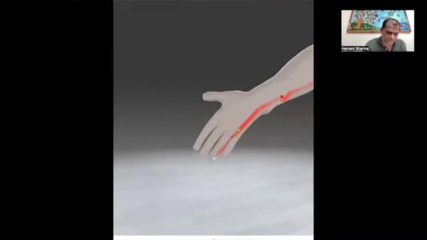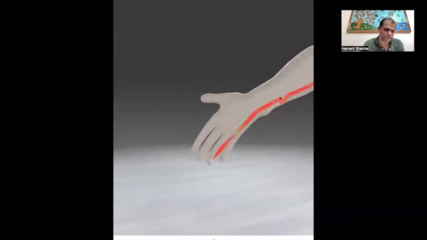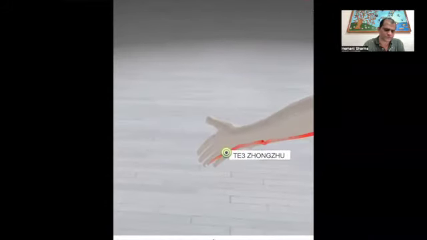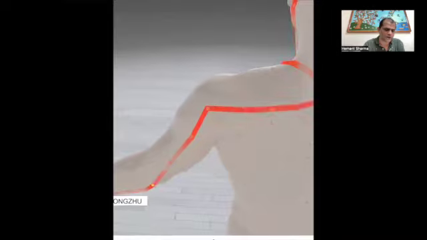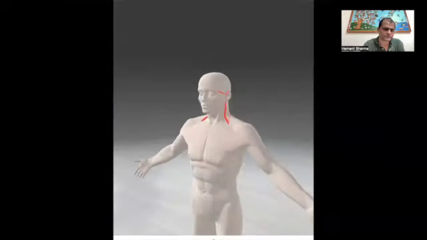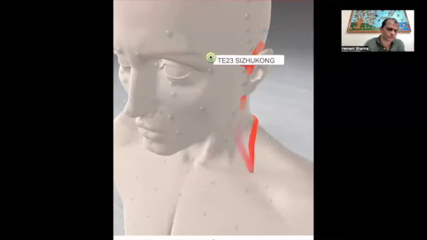If we look at the ring finger, we can see the location of triple Barber 1, or triple energizer 1. TE means triple energizer. Then we can see triple energizer 2, 3 and all. So this triple Barber meridian starts from the ring finger, passes through the arm, then reaches the eyes. This is the last point of the triple Barber. So we can see this is a long route of the triple Barber.